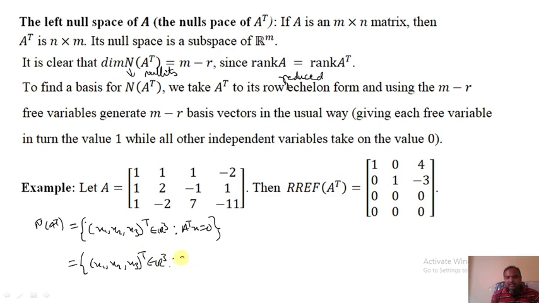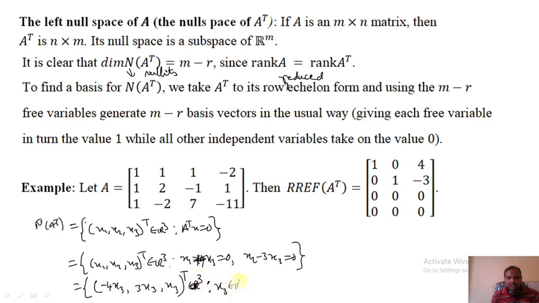I am writing directly from the row reduced form. You get x1 is 0, x1 plus x3 is 0, x2 minus 3 x3 equal to 0. Now using these relations you can write x1 equal to minus 4 x3, x2 equal to 3 x3, where x3 belongs to R. This you can write as x3 times the vector minus 4, 3, 1 transpose, so that x3 belongs to R. This is the same as the linear span of minus 4, 3, 1 transpose.